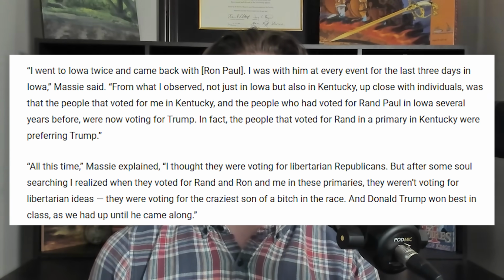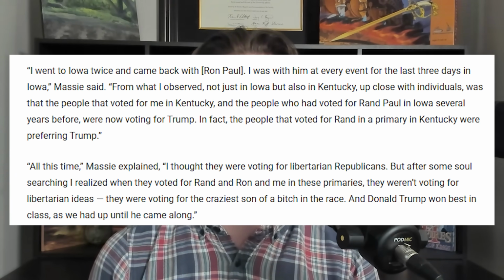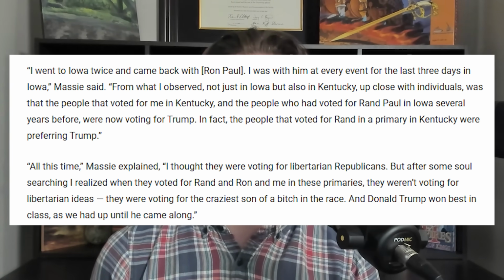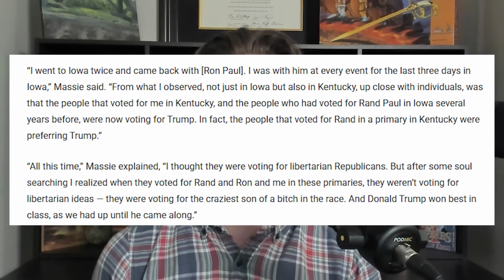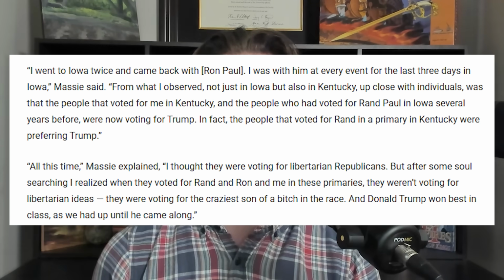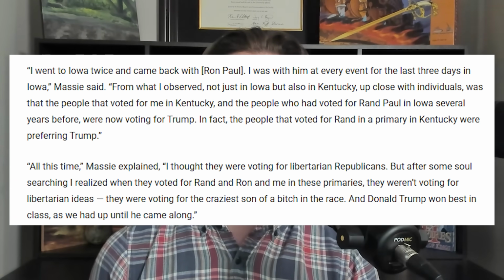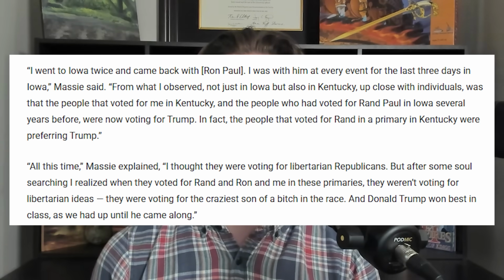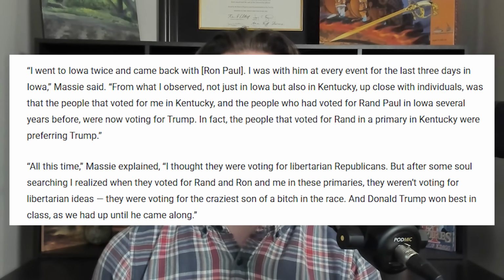In fact, the people that voted for Rand in a primary in Kentucky were preferring Trump. Massie, Rand Paul, and Ron Paul were all generally considered to be part of this contingent of libertarian Republicans. All this time, Massie explained, I thought they were voting for libertarian Republicans. But after some soul searching, I realized that when they voted for Rand and Ron and me in these primaries, they weren't voting for libertarian ideas. They were voting for the craziest son of a bitch in the race. And Donald Trump won best in class as we had up until he came along.